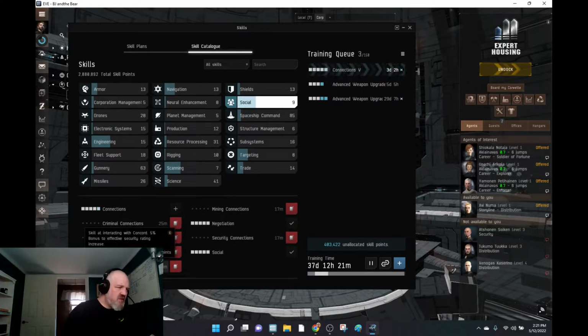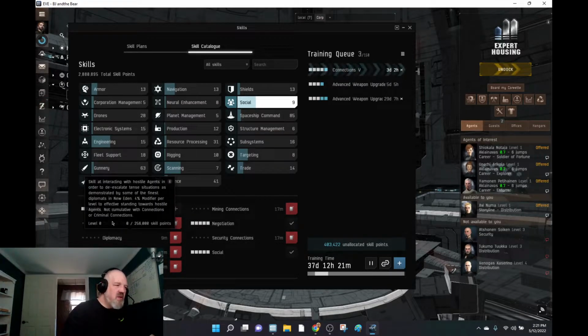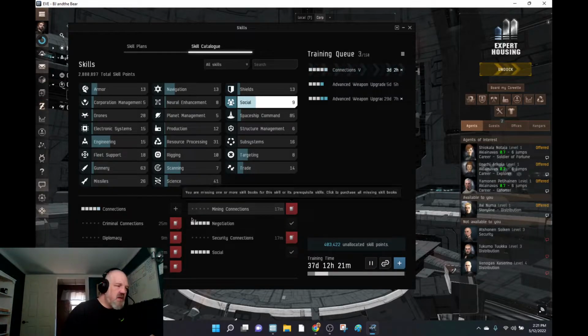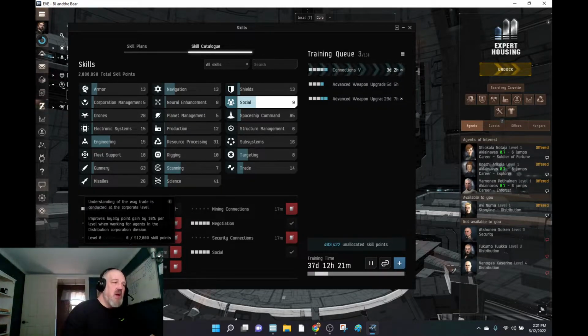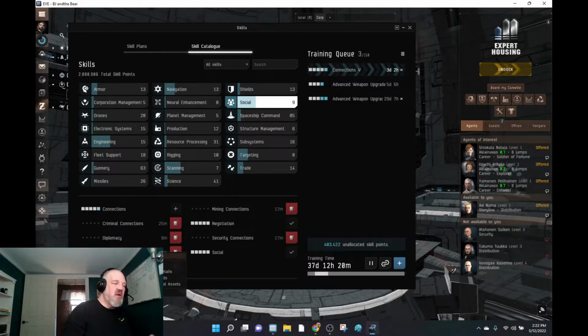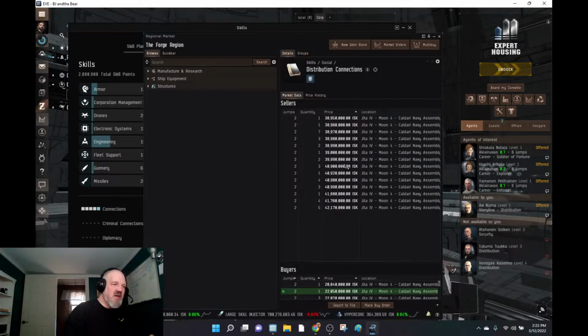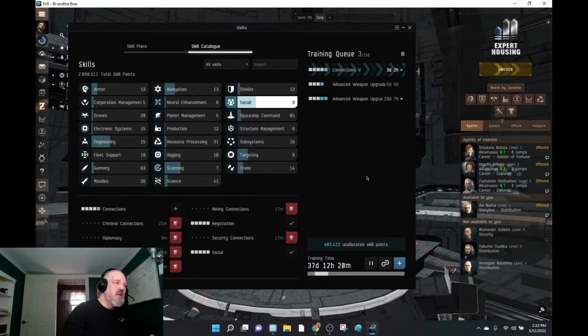I think fast talk gives a 5% effective bonus security rate. Don't really need that. I could do the distribution connections, which improves my LP gain, my loyalty points. I'm not worried about that until I get into the level 3 and level 4 missions, because that's when it would be a huge bonus. It is an expensive skill, if I'm not mistaken. I think it's like 30 million ISK or something like that. Yeah, 40 million ISK to buy it. So the investment right now is not worthwhile, but I can save my money on that.